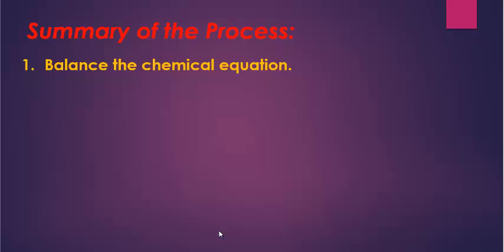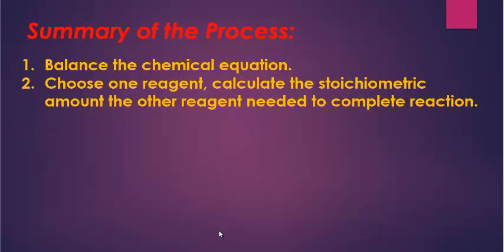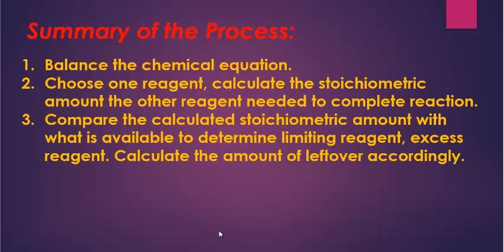To summarize this process, step number 1, get the balanced chemical equation. That's critically important. Step number 2, choose any one of the reagents. Calculate the stoichiometric amount of the other reagent needed to complete the reaction. And then you compare the calculated value with what is available to determine which one is the limiting reagent and which one is the excess reagent. Use logic to process this. And also you can calculate the amount of the leftover from the excess reagent accordingly.